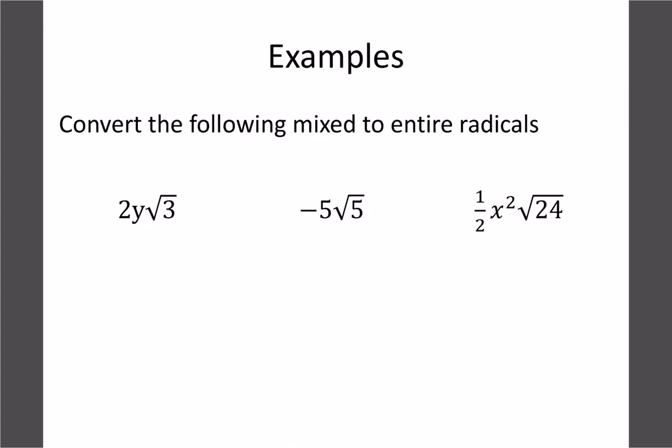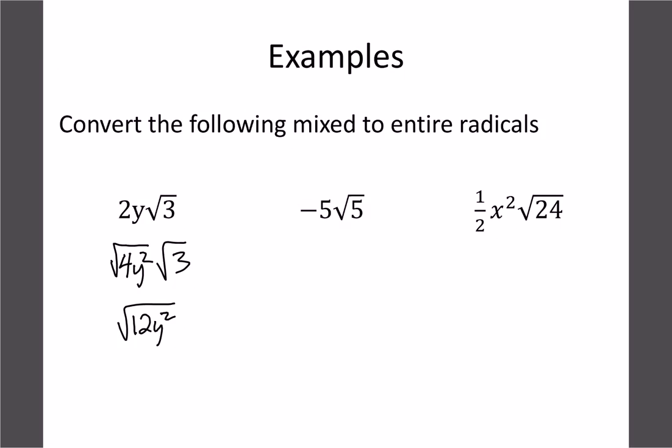So let's do a few more, but then we also have some variables involved. So here we got 2y, so what we want to do is we want to change that into a square root. So we got to go 2 times 2 squared would be 4, and y times y squared would be y squared. So we have 4y squared times root 3. We can multiply the numbers to get root 12y squared.